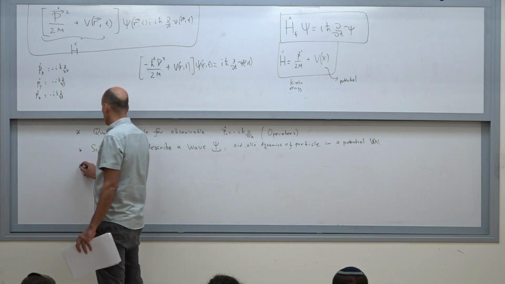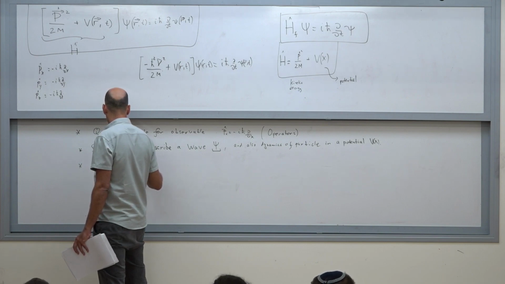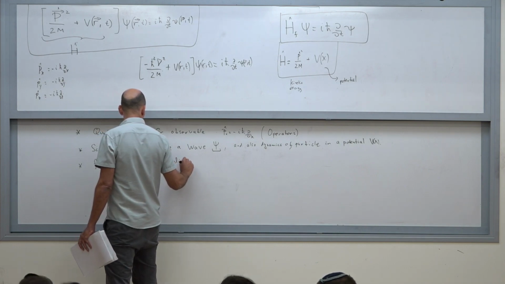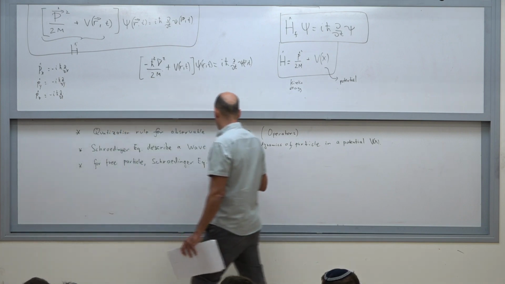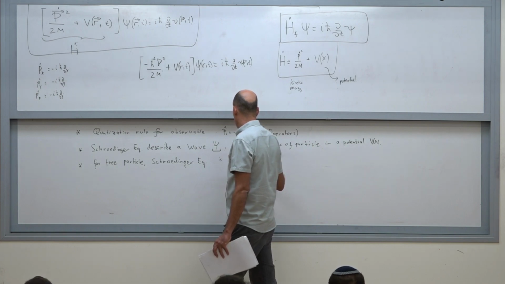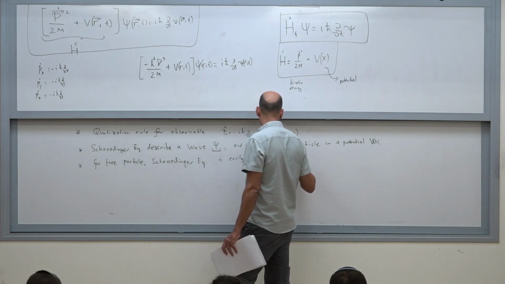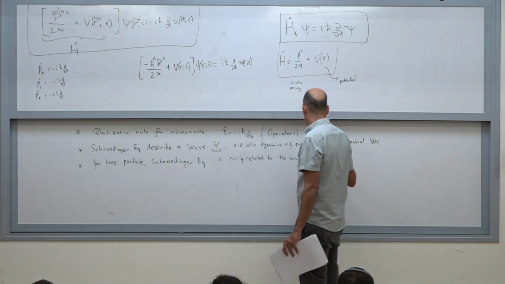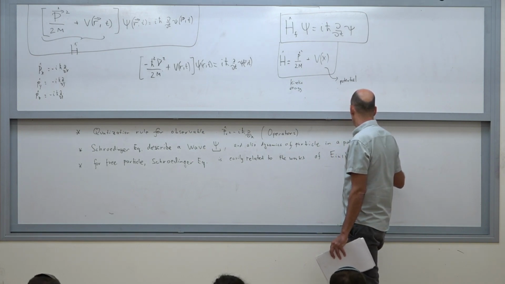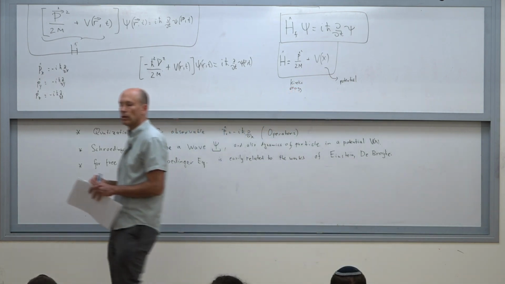For a free particle, that is when the potential is zero, the Schrodinger equation is easily related to the works of Einstein, de Broglie. It just says that the equation didn't come out of the blue. It had a firm basis.